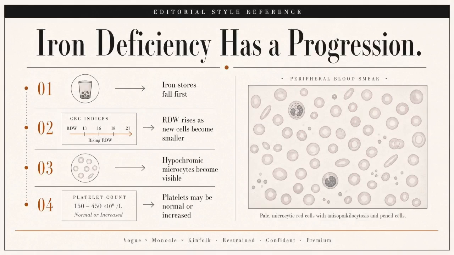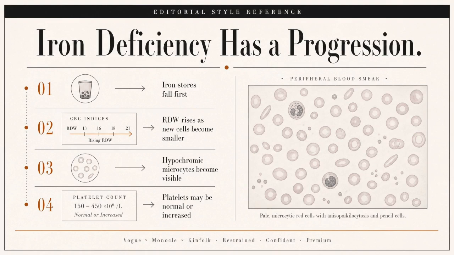Early on, iron stores decline, which you might pick up with a ferritin test, even before the red cells look dramatically different. As iron becomes truly limited, the marrow starts making smaller, paler cells. Because older, normal cells are still circulating, the RDW often increases, showing a mix of cell sizes. Over time, the smear shows more obvious hypochromic microcytes, and sometimes even pencil cells. This visible change reflects a structural problem. The red cells are underfilled with hemoglobin because the raw material, iron, is insufficient.